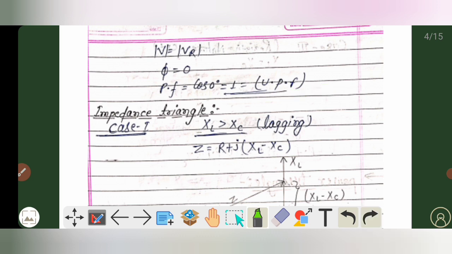Now my dear friends, after drawing the complete phasor diagram, as you have seen, in the case of a series RLC circuit there are 3 cases for drawing the phasor diagram.